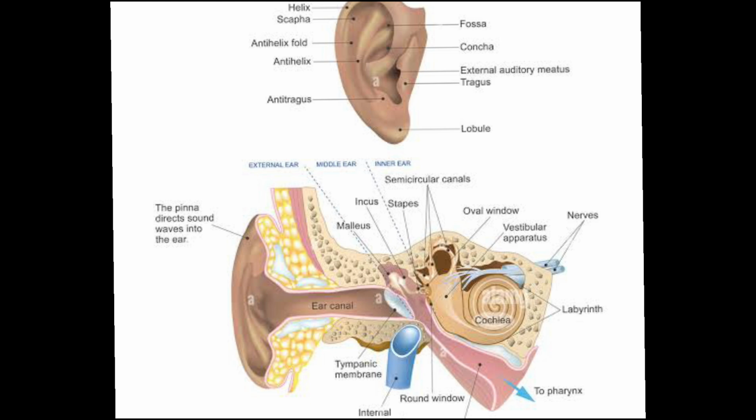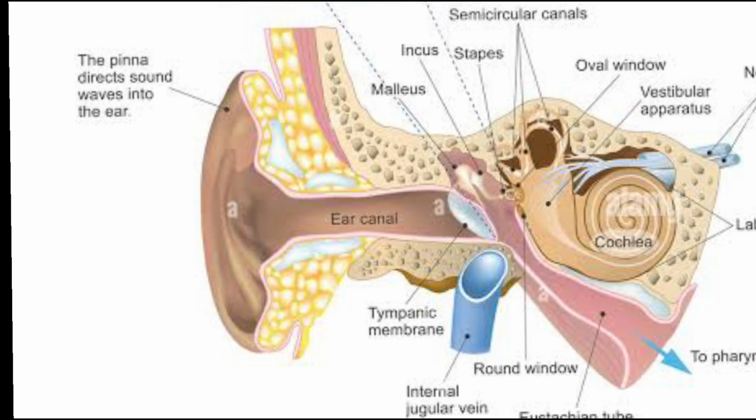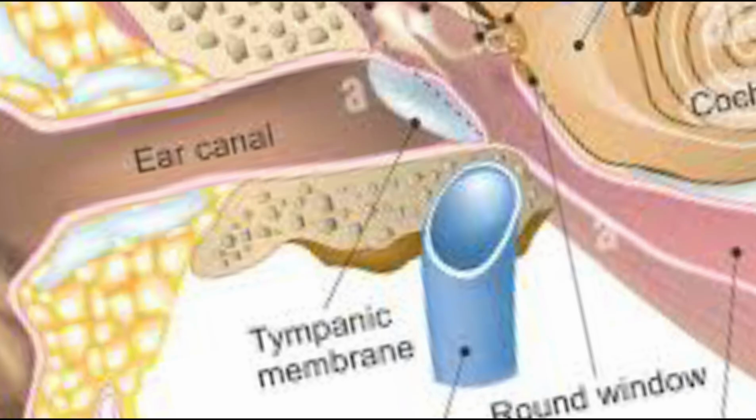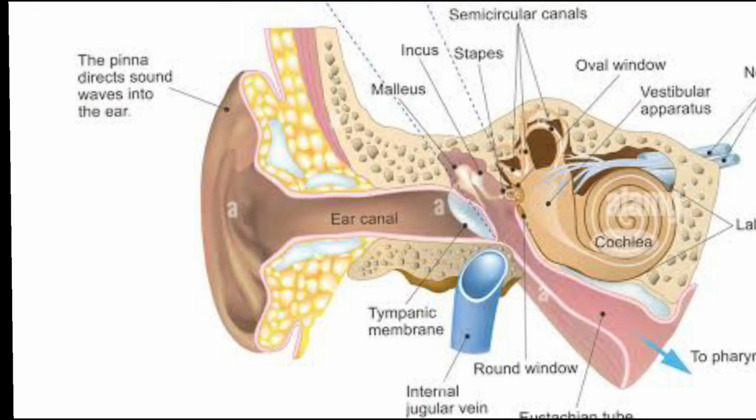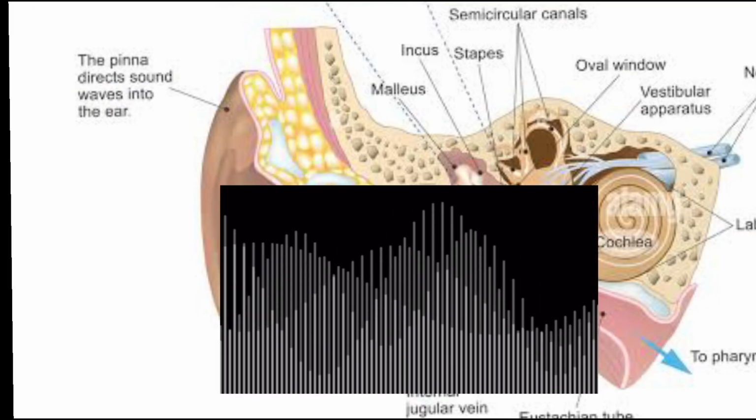The external auditory canal, a tube-like structure leading from the auricle to the eardrum. It contains glands that produce earwax, cerumen, to trap dust and microorganisms. The tympanic membrane, the eardrum, a thin membrane separating the outer ear from the middle ear. It vibrates when the sound waves hit it, converting sound energy into mechanical energy.